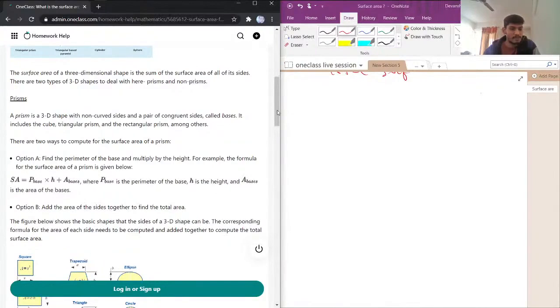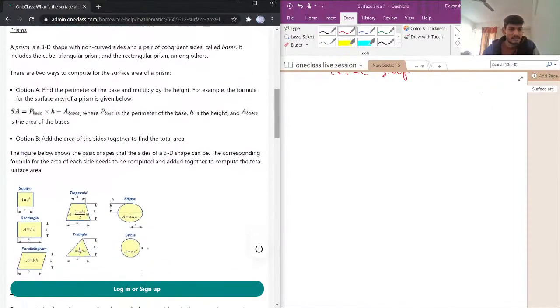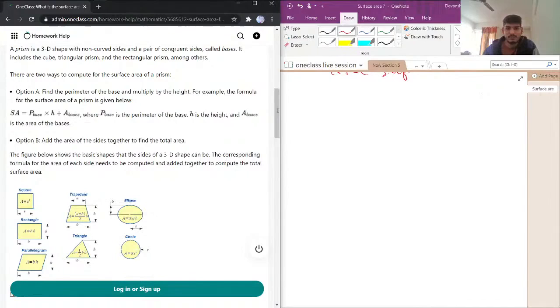We take the perimeter of the base and multiply it with the height, plus the area of the bases, where P base is the perimeter of the base, H is the height, and A base is the area of the bases. Option 2 is to add the area of the sides together to find the total area.